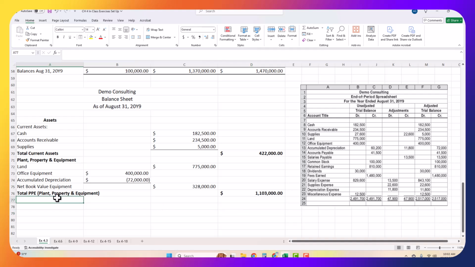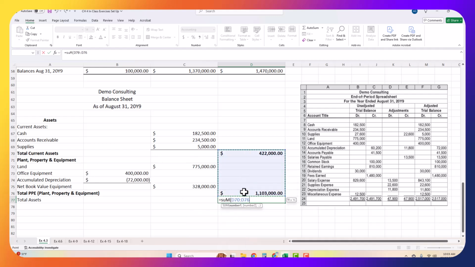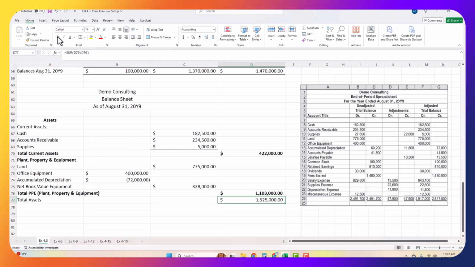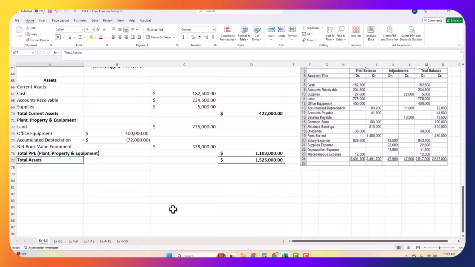And then we're going to get to total assets, right? So my total assets is my current assets, total current, plus total PPE. So 1,525,000 is total assets. Now we're going to move on.